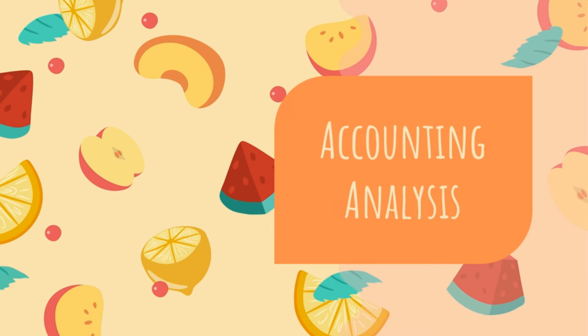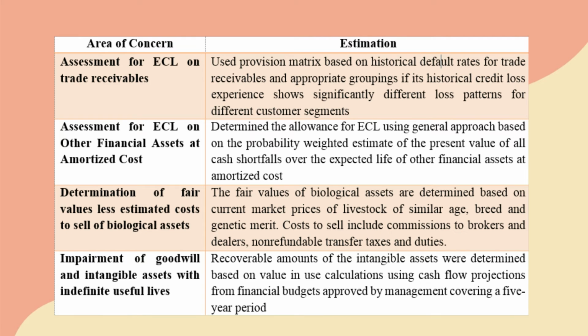As for areas of estimation, the following are the areas of concern of the URC and how they estimated it. First is the assessment of ECL on trade receivables. They use a provision matrix based on historical default rates for trade receivables and appropriate groupings if its historical credit loss experience shows significantly different loss patterns for different customer segments.